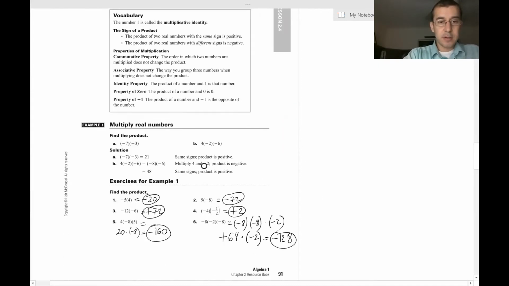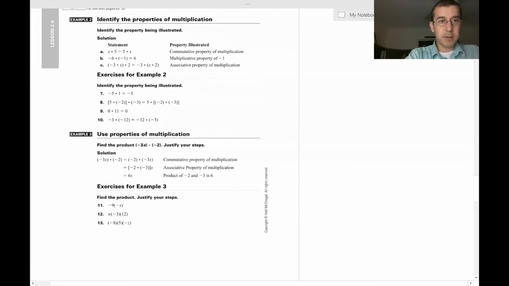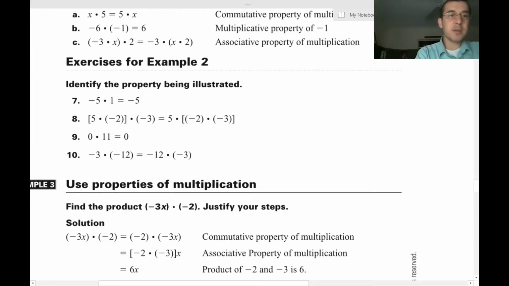Okay, and next is number 7 right here. Identify the property being illustrated. So this is the multiplicative property of 1, or just the identity property of multiplication. So when we're multiplying any number by 1, it's the same number. Number 8, this is going to be the associative property of multiplication. This is the same as a times b times c equals a times b times c.